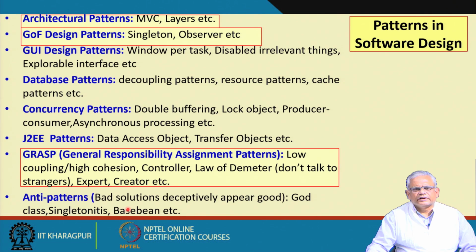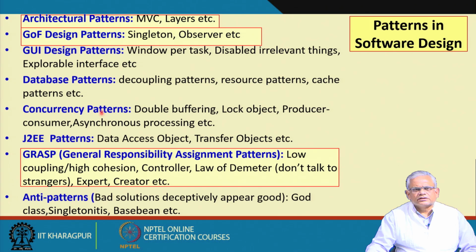There are several examples of anti patterns: God class, singleton, base bean, etc., which we will also not discuss. Considering the limited hours that we have, we will discuss first the GRASP patterns, and then we will look at the GOF patterns and the MVC pattern. Out of the architectural patterns, we will look at only the MVC.